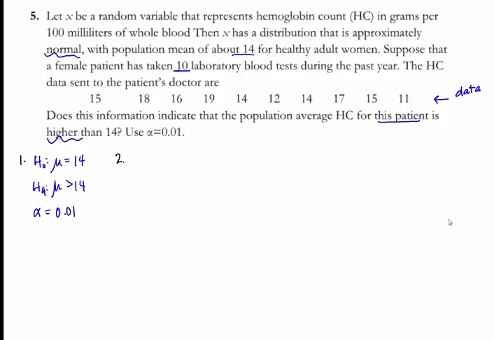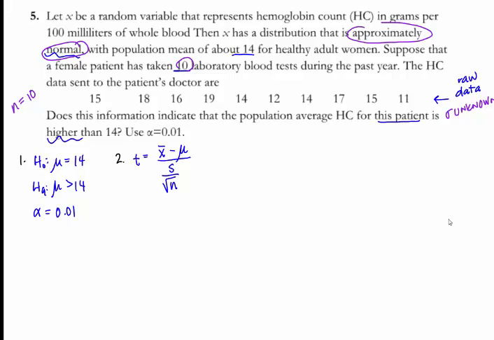Second, we need to determine the test statistic. What distribution is this? We only have raw data. If we only have raw data, we have nothing about the population standard deviation. We do know that the distribution of x is approximately normal. And so even though we have a small sample size, which was 10, because the distribution is approximately normal, it's okay for us to use the t distribution. So that means we're going to calculate a t test statistic: x bar minus the mean, divided by the sample standard deviation divided by the square root of the sample size.